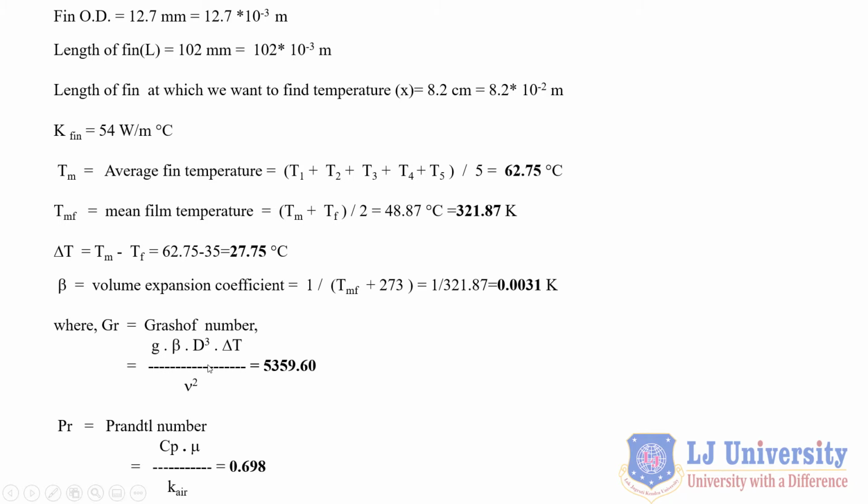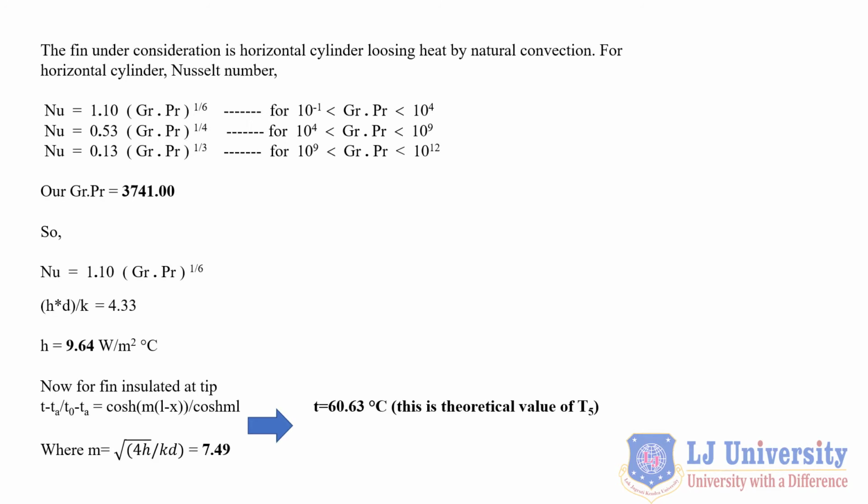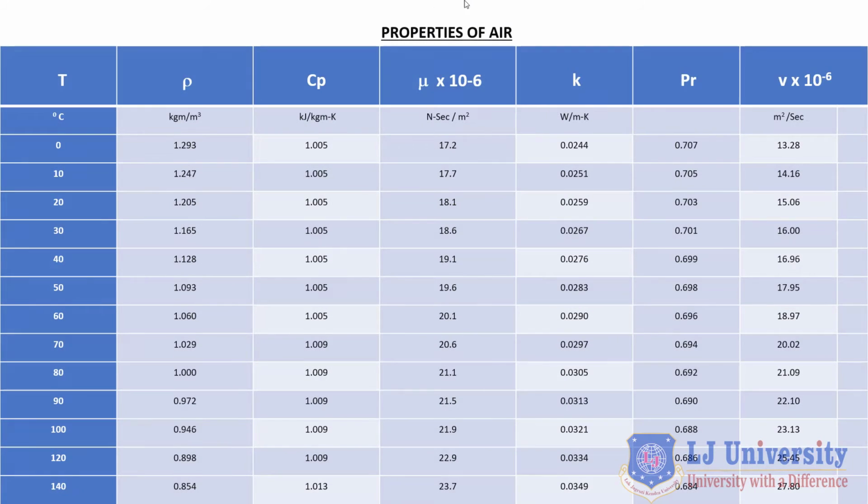Now where to find kinematic viscosity? There is one table which is known as properties of air. In that table you have to find the property at the mean film temperature. Our mean film temperature is 48.87 degrees Celsius. So let us go to the properties of air table. Here you can see the properties of air table. So our mean is 48.87.